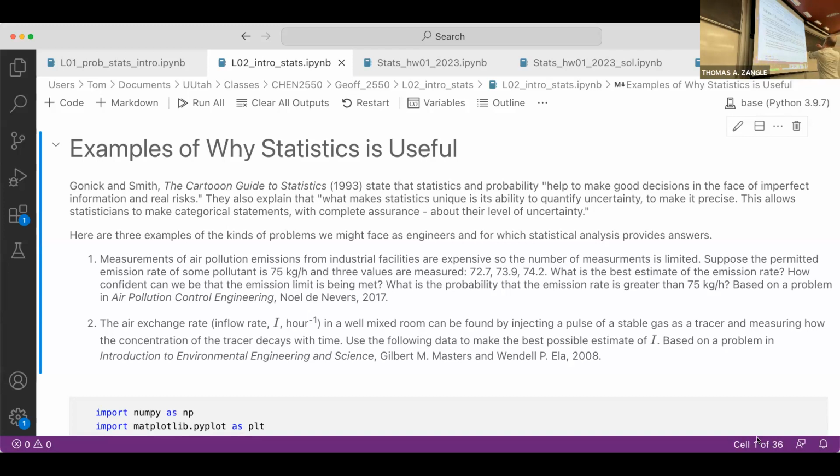But that cartoon guide says that statistics and probability help to make good decisions in the face of imperfect information and real risks. And what makes statistics unique is its ability to quantify uncertainty and to make it precise, or allow us to make precise statements. This allows statisticians to make categorical statements about their level of uncertainty.